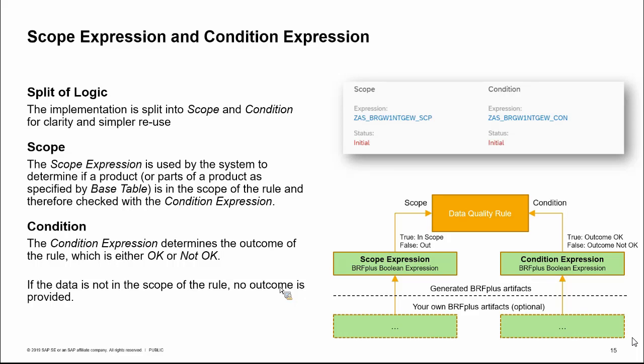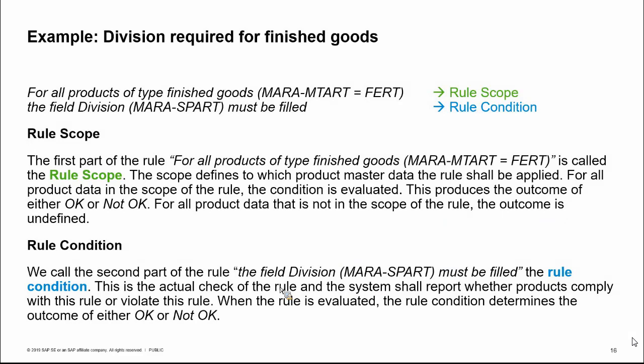And for simple rules, it is sufficient to just click on this link and implement the Boolean expression in BF+, but you also have the freedom to use your own BF+ artifacts in these Boolean expressions for more complicated use cases. So one prominent use case would be that you have a set of value combinations which determine whether the data is correct, and then you can make use of decision tables in BF+, which are quite handy for defining such kinds of rules.